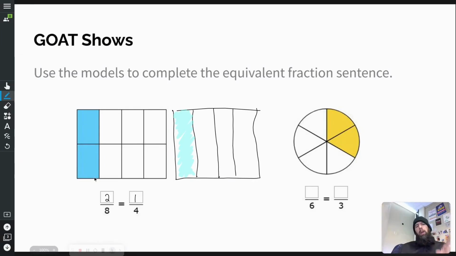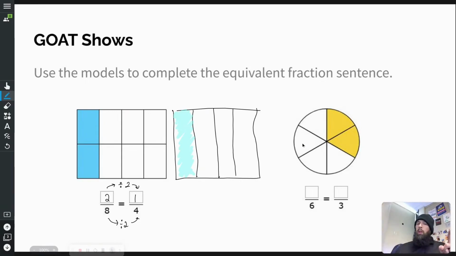Oh, I know. Think of what you can multiply or divide from 8 to get you to 4. Well, in order to get from 8 to 4, I can divide by 2. If I'm going to do that to the denominator, I have to do the same exact thing to the numerator. I have to divide by 2, and so 2 divided by 2 gets me 1.